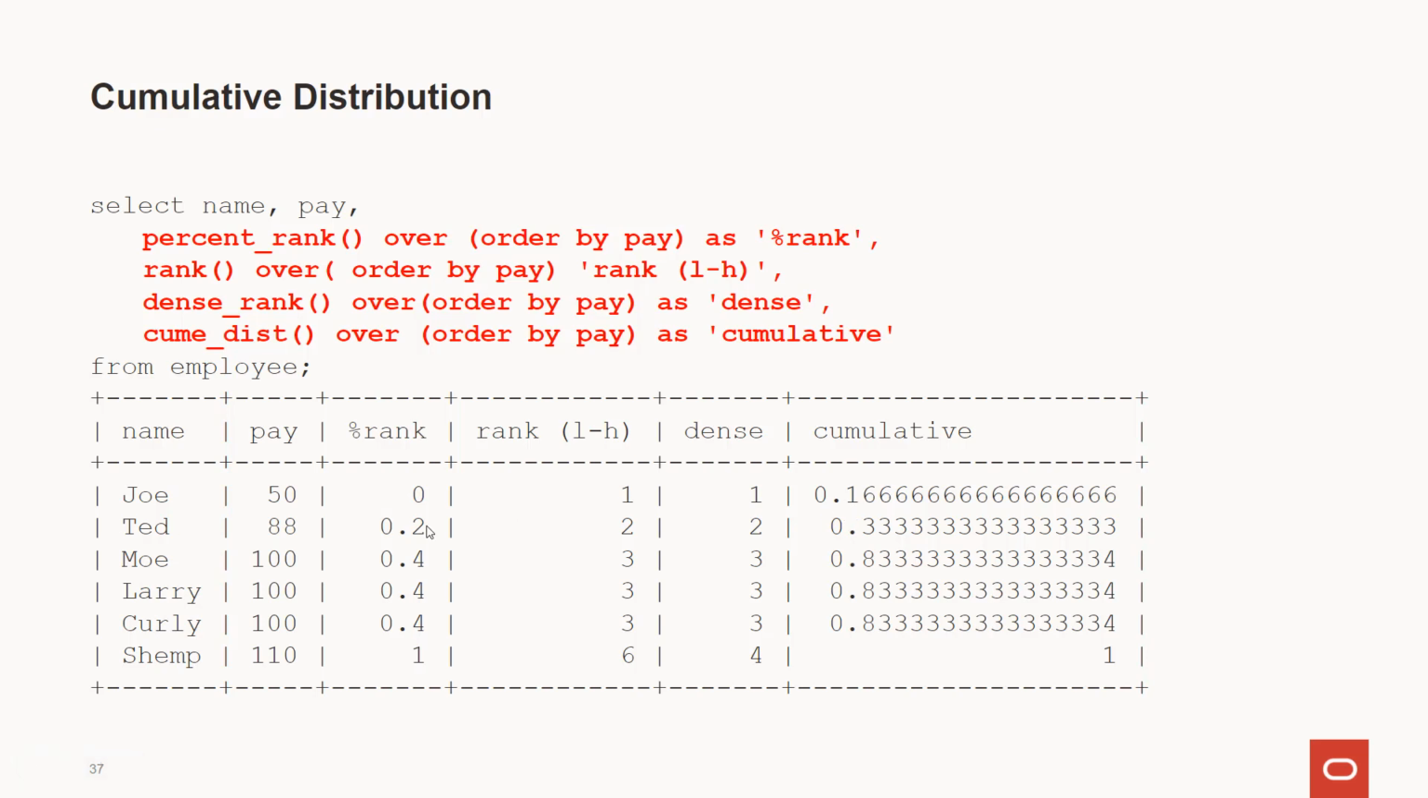of the entire payroll. If you just paid him, didn't pay anyone else, you've paid 16% of your total payroll due. Now, if you pay Ted and Joe together, your cumulative rank goes up to 33%. And by the time you get down to Shemp, when you pay him, your cumulative rank, or the sum of all these together, ends up to 1.